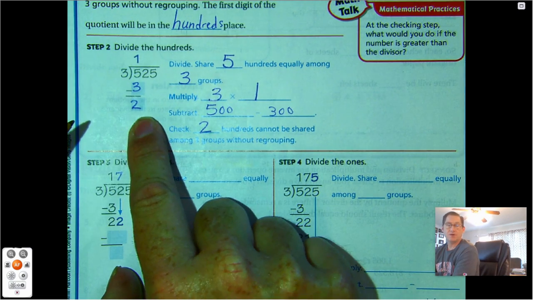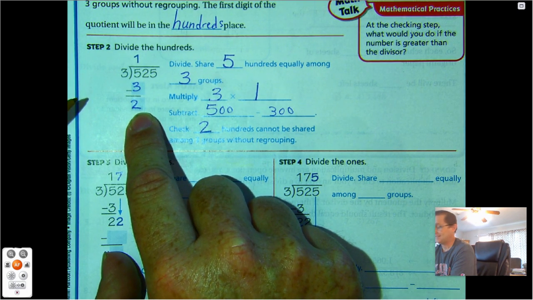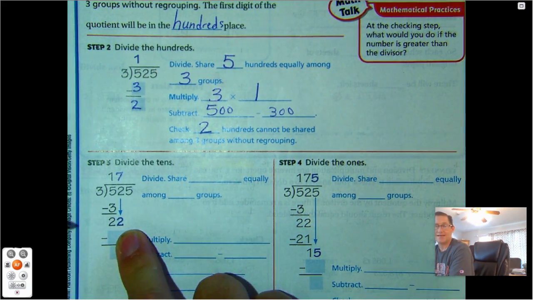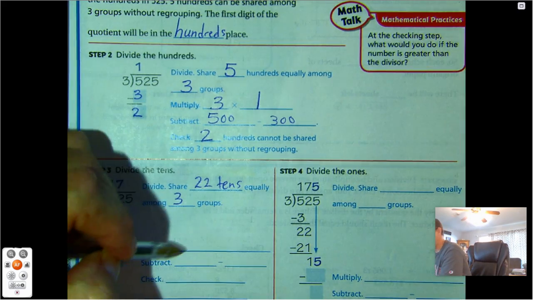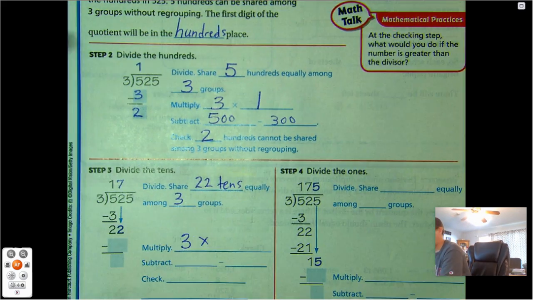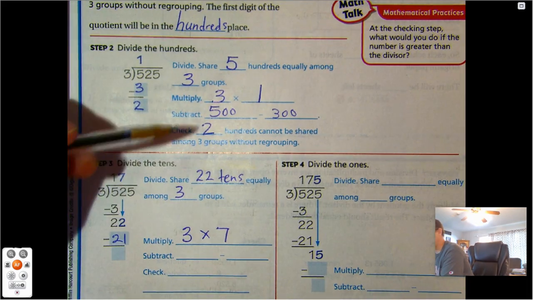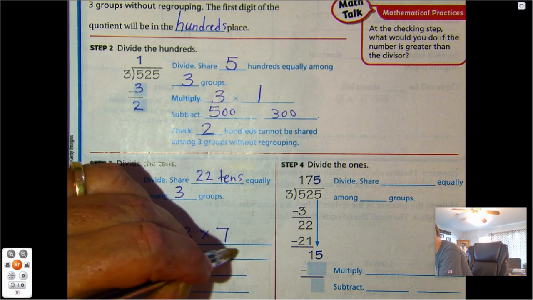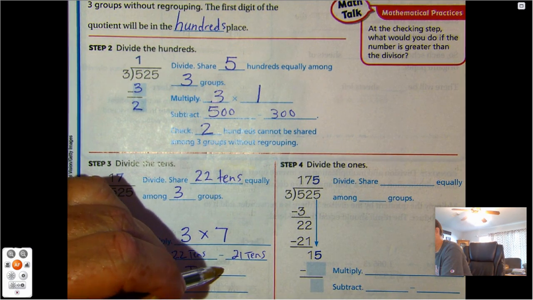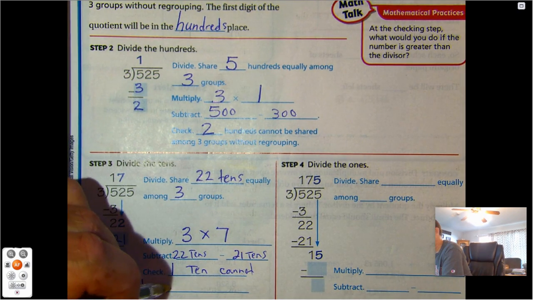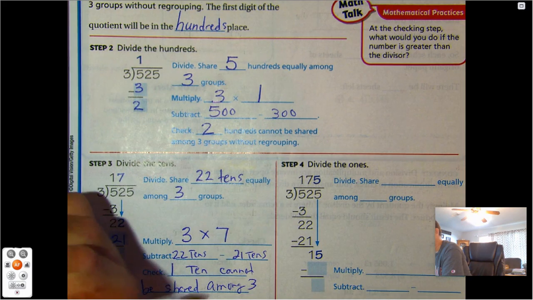Now, so we have 200s left. I can't share those equally into 3 groups. So I'm going to change those 200s into 20 tens. And I have 2 tens already. So I have a total of 22 tens. So I'm going to share 22 tens equally among 3 groups. So we're going to multiply 3 times what would be close to 22? 7. 3 times 7 is 21. So we're going to subtract 22 tens and 21 tens. And that's going to leave 1 ten that cannot be shared among the 3 groups without regrouping.